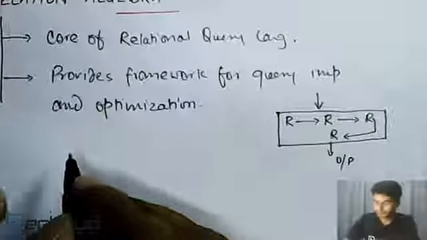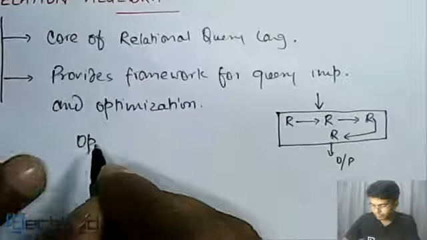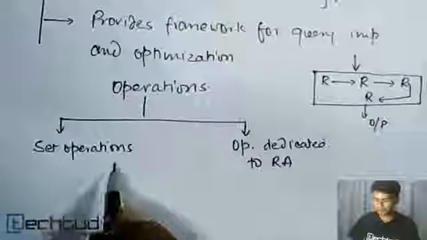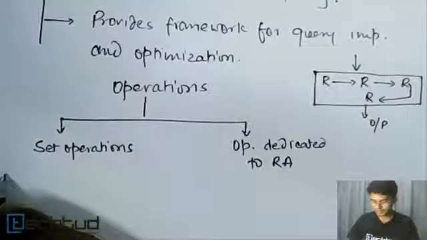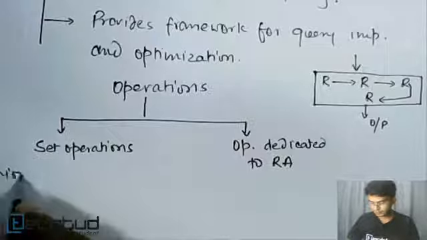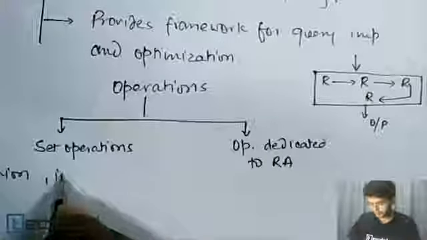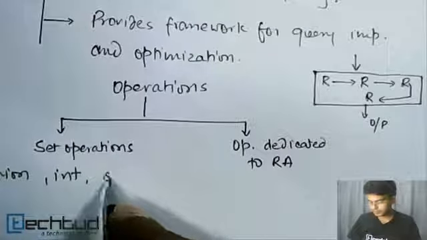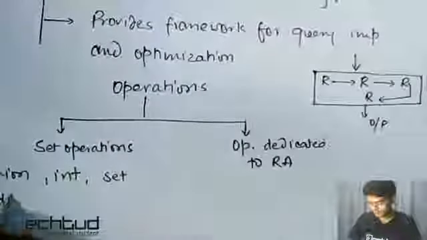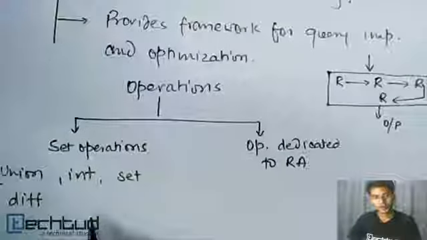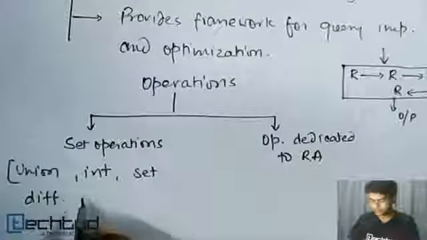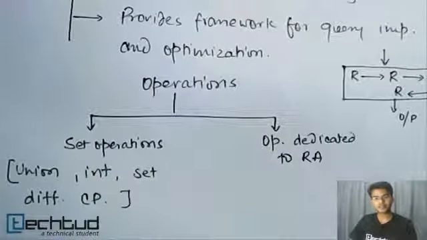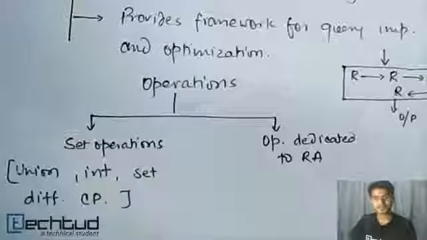So let's write it down. We have two groups of operations. What comes under set operations is union, intersection, then set difference, and we also have Cartesian product. So these are the set operations, which work well in the case of relational algebra.